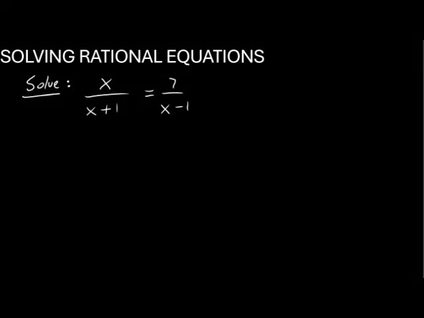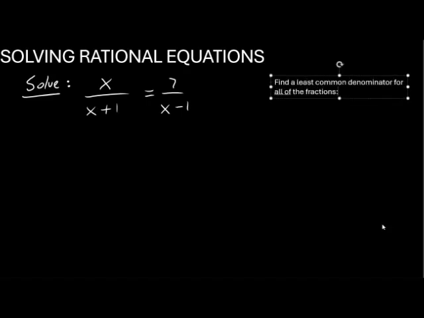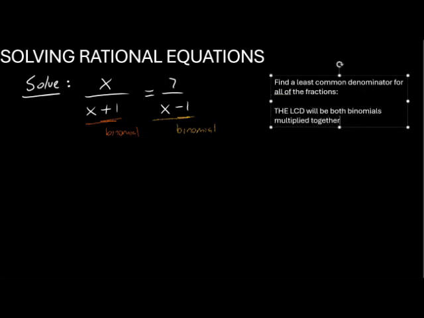Now we'll do an example of a rational equation. To begin with a rational equation, our first move will be to find the least common denominator of all the fractions. If we examine our fractions and look to the first denominator, we see that it is a binomial. We also see we have another binomial in our other fraction. Because our fractions have two binomials in their denominators, the LCD for this equation will be both binomials multiplied together. And so we'll begin by saying the LCD is equal to x plus 1 times x minus 1.